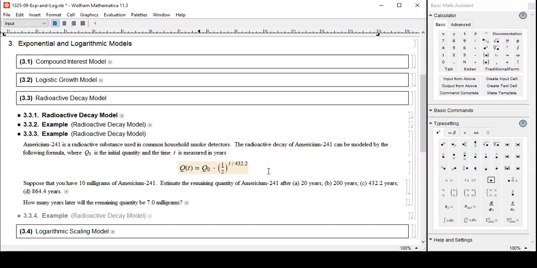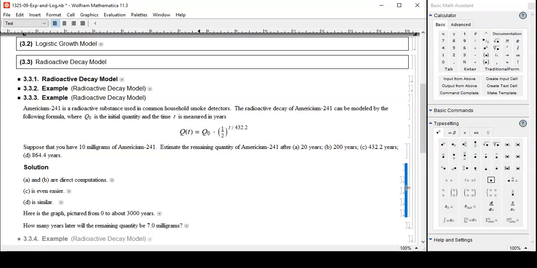Enough digression. Suppose that you have 10 milligrams of americium-241, so the initial quantity is 10 milligrams, and then estimate the remaining quantity after 20 years, 200 years, and then interestingly 432.2 years. So that's the half-life, so 1/2, and then double that, 864.4 years. So 1/2 and then another half, so 1/4 of the original. So these two you can figure out just by mental math. You don't need a calculator. Just half-life and then another half-life. So 1/2 and another 1/2, so it's 1/4.